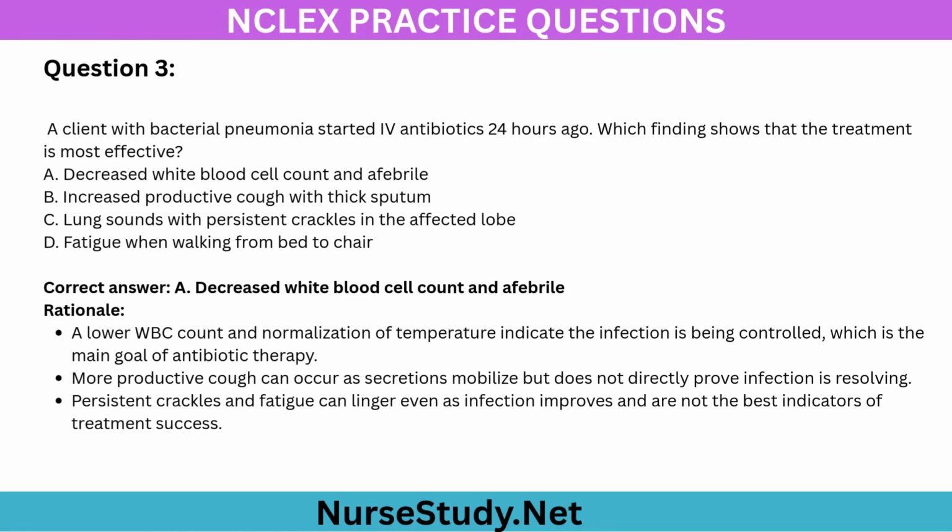Correct answer: A. Decreased white blood cell count and afebrile. Rationale: a lower white blood cell count and normalization of temperature indicate the infection is being controlled, which is the main goal of antibiotic therapy. More productive cough can occur as secretions mobilize but does not directly prove infection is resolving. Persistent crackles and fatigue can linger even as infection improves and are not the best indicators of treatment success.